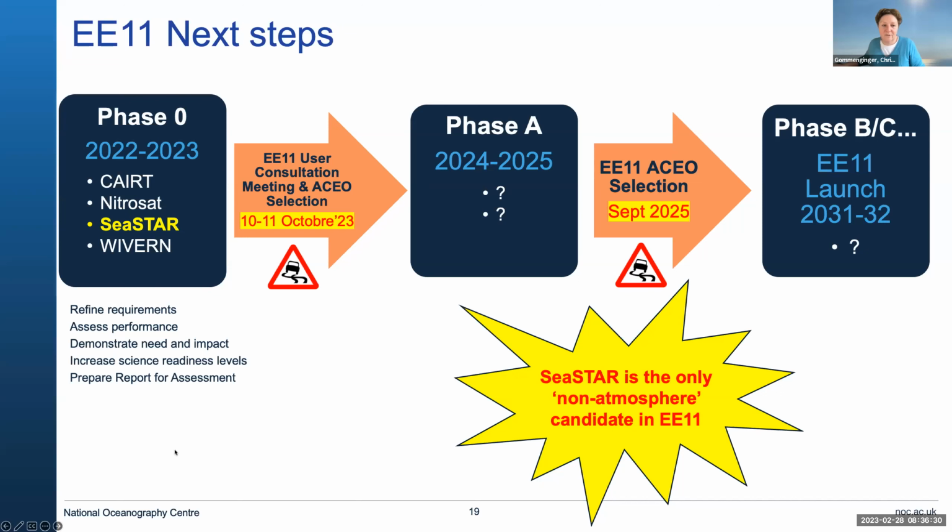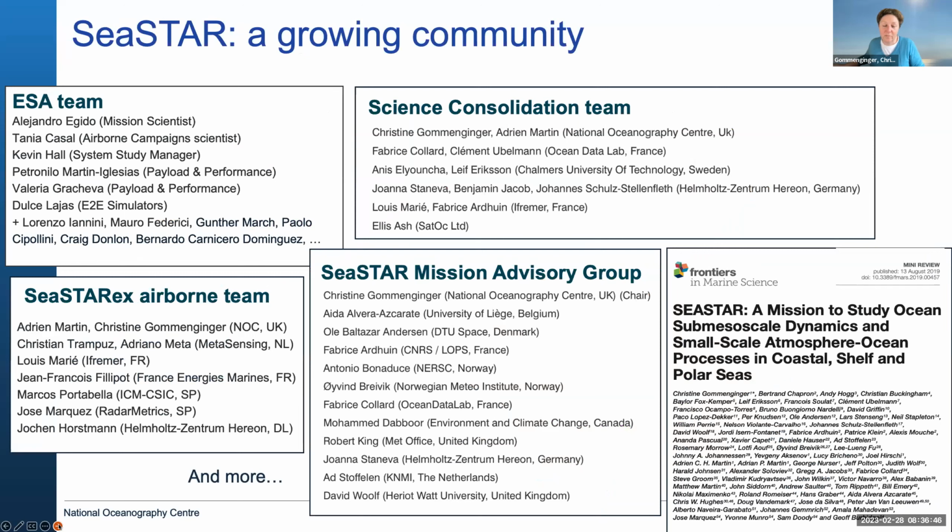We can just continue to make the case for the mission, and continue to develop its maturity and its capability. You can help to make it happen. That's my take-home message. This is currently just a list of the many people who are involved in SEASTAR already. So we have the SEASTAR Mission Advisory Group, which is the advisory group that is advising ESA on the development of the mission. There was this paper in Frontiers as part of Oceanobs 2019.